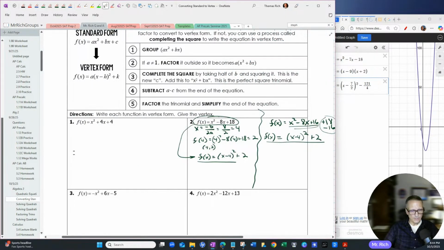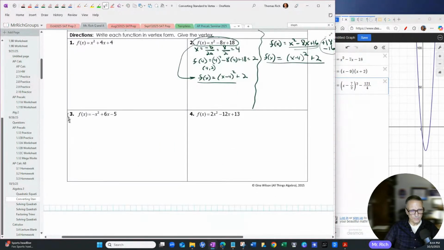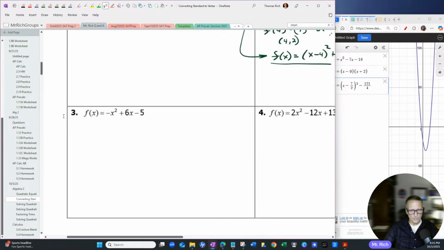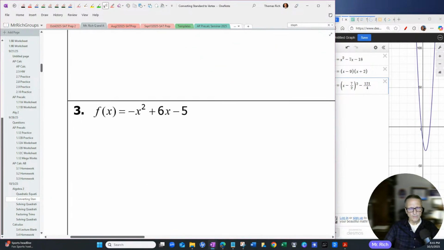We'll do it on this one here. Now, before I complete the square on this, what I'm going to do is factor out the negative 1, and I'll put a negative out here. So when I factor the negative out, it does put x squared plus 6x.